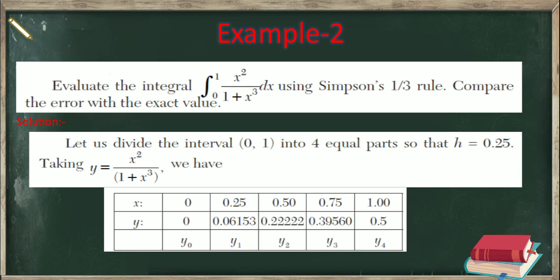So y is 0, 0.06153, 0.2222, 0.39560, 0.5. So y0 is 0, y1 is 0.06153, y2 is 0.2222, y3 is 0.39560 and y4 is 0.5.